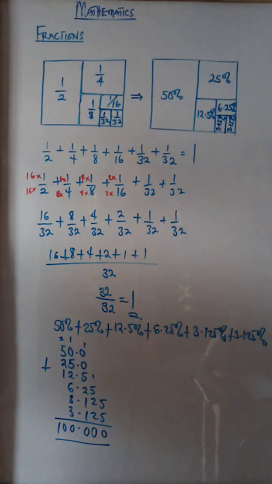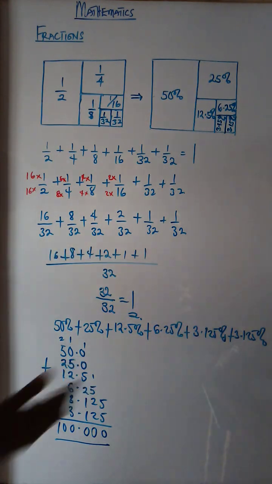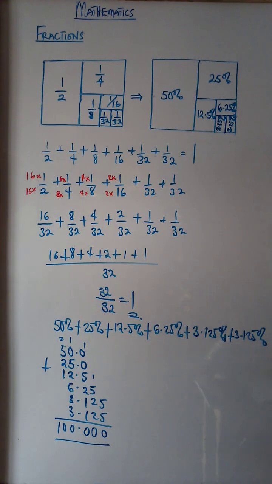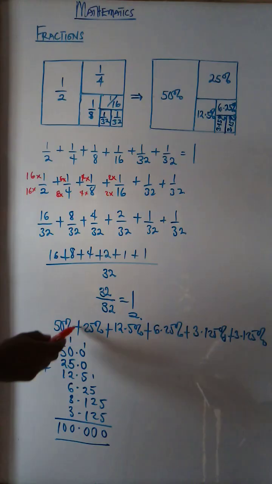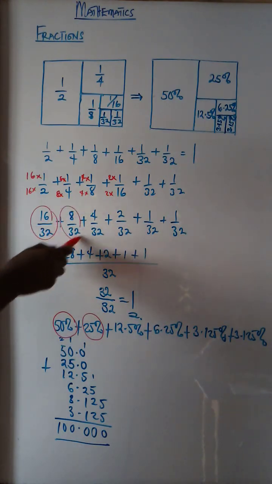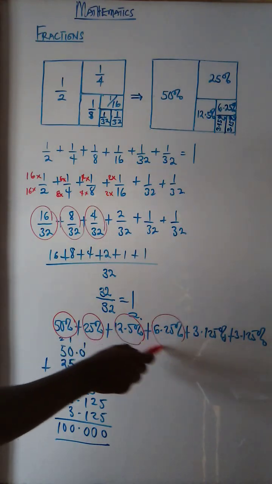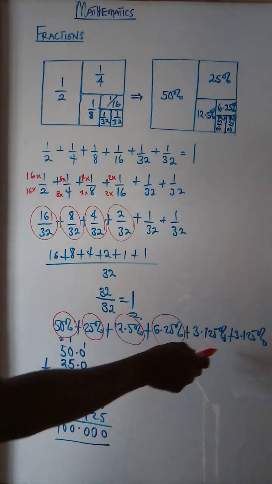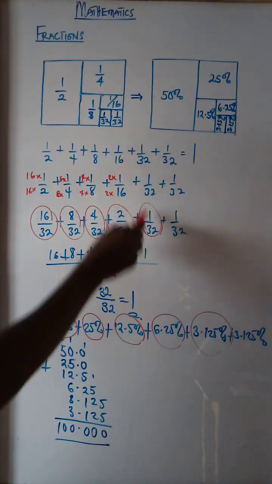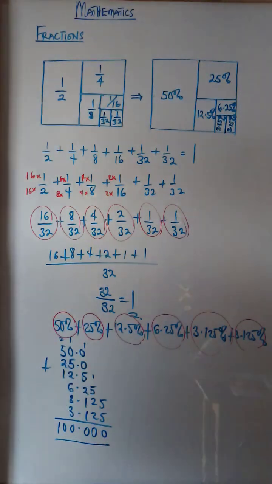Now how do we convert from fraction directly to decimal? I'll just take two of these. According to what we have here, this is 50%, 50%, 25%, 25%. This is 12.5, 4 over 32. 6.25, 2 over 32. 3.125, 1 over 32. So suppose we are given 1 over 32.